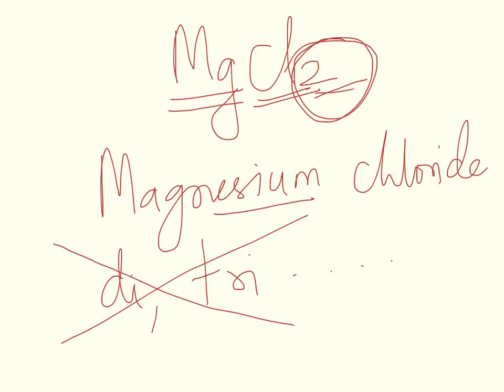You just name the cation first and then you name the anion, and for the anion, some anions have "-ide", some anions have "-ite", and I'll tell you how the difference comes in the next couple of slides. So basic rule, name the cation first and then the anion.